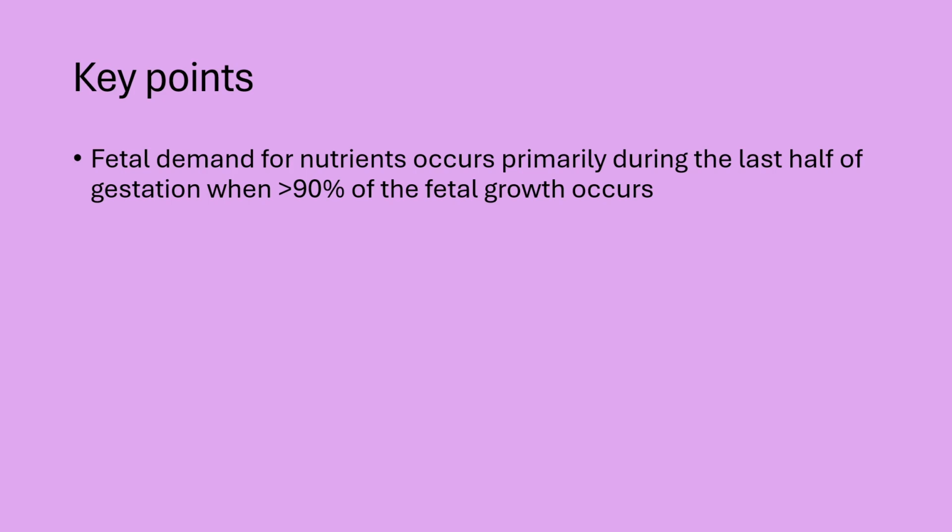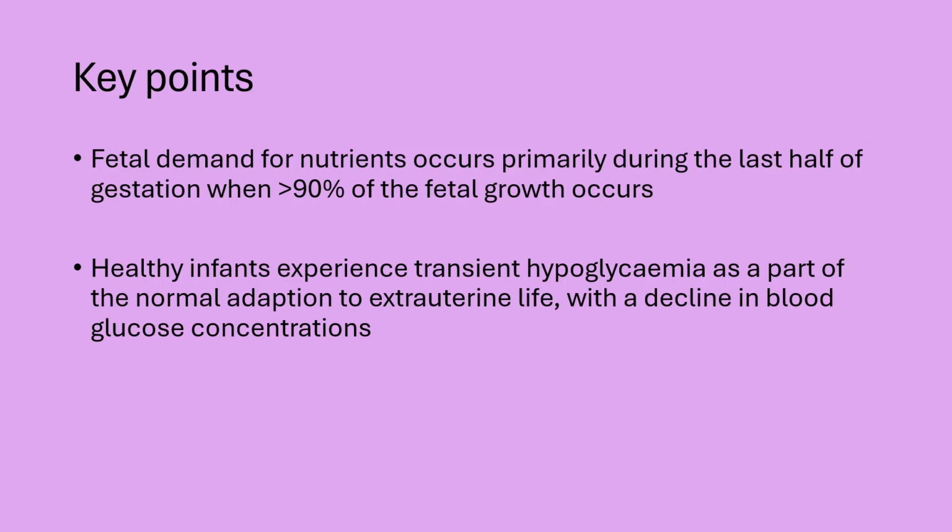So, key points to summarise. Fetal demand for nutrients occurs primarily during the last half of gestation, when 90% of the fetal growth occurs. Healthy infants will experience transient hypoglycemia as part of a normal adaptation to extrauterine life, but we should identify at-risk newborns as early as possible to ensure they get targeted support, and all infants should have feeding support early on to ensure that they are not at increased risk of hypoglycemia.